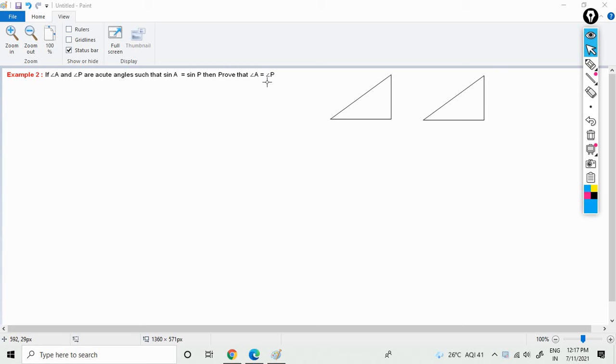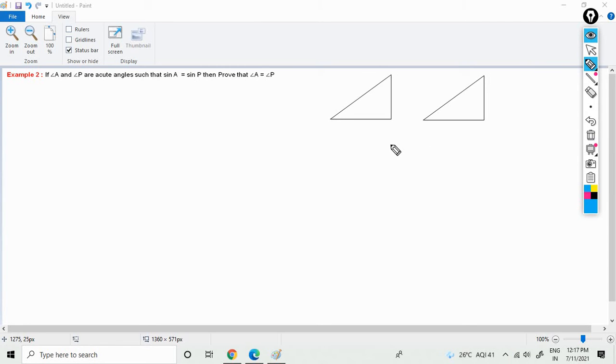What they are saying here is that there is an angle A and an angle P, both are acute angles, and sin A is equal to sin P. That is what they are saying. So first assume how the triangles will look. In trigonometry, what is the triangle we are going to deal with? We are going to deal with the right angle triangle.